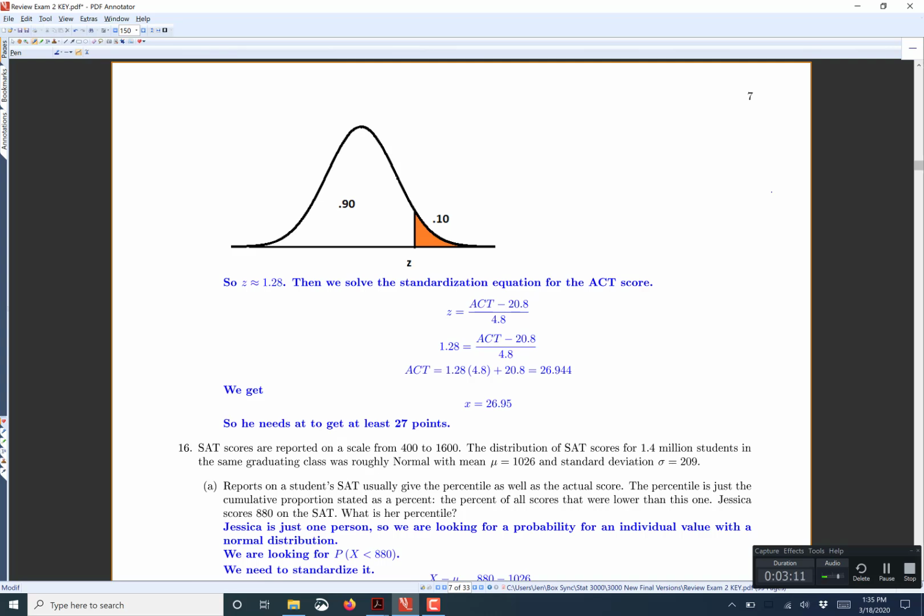So you can see right here, I drew my picture, the 0.9, the 0.10, so this is z equals 1.28. Now you have to go back to get that back into an x value.